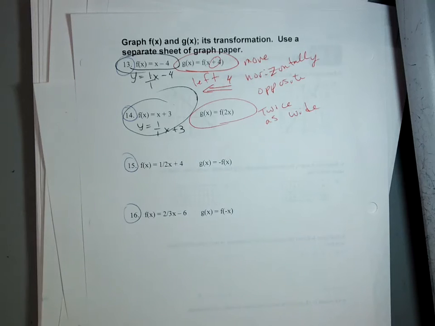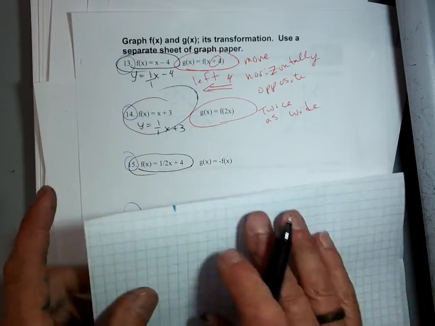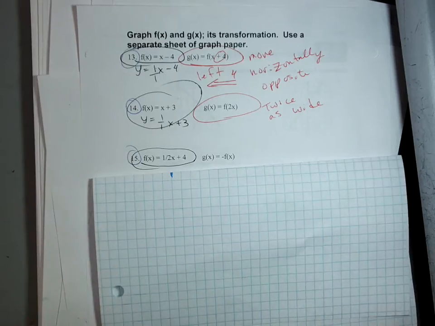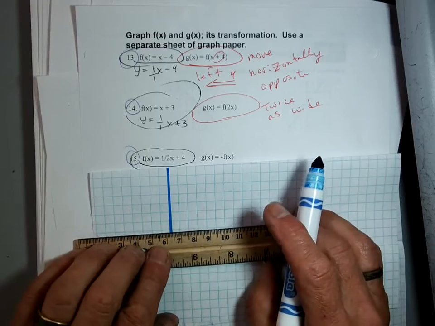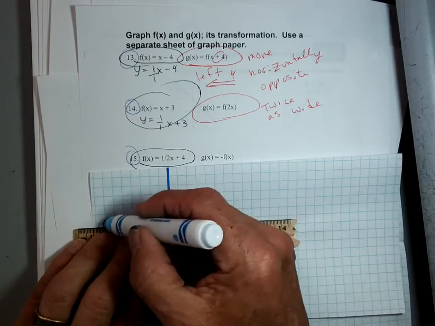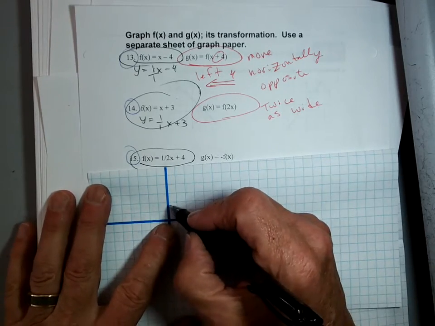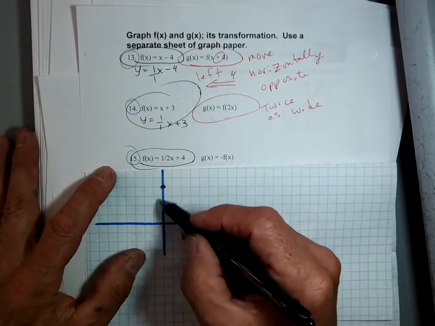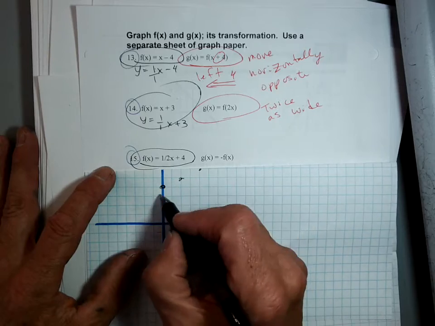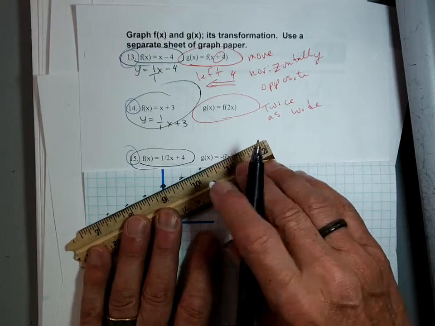Let's fold this over. Let's look at 15. To do 15, first of all, in black, I'll graph the 1/2 x plus 4. So I'm going to get my x and y axis out. I'm going to start at positive 4 on the y-axis, and then my slope is up 1 over 2, up 1 over 2. So I get this line right here.